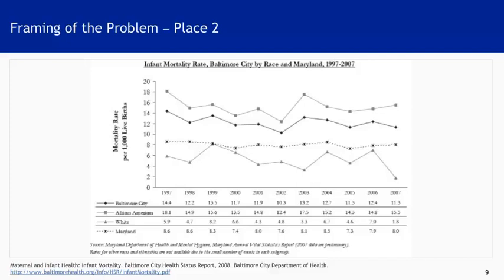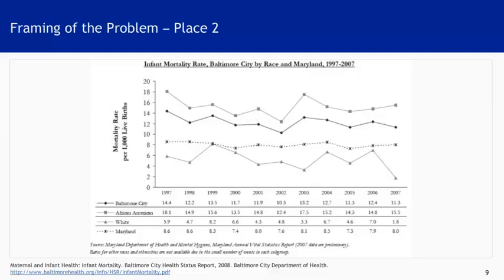The rate is consistently higher in Baltimore City, which is depicted with the black line and the diamonds, as compared to the state of Maryland, which is depicted with the dashed line and the X's. This figure tells us that there is a problem with high infant mortality rate in Baltimore City as compared to this state. You'll also notice, although at this point we're talking about place, people who made this figure included race, not only place, in this figure.